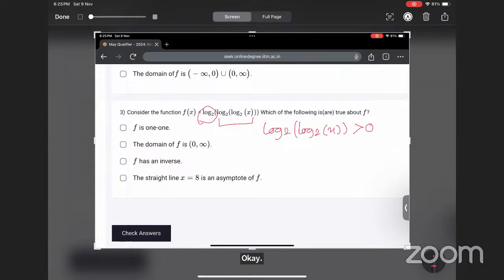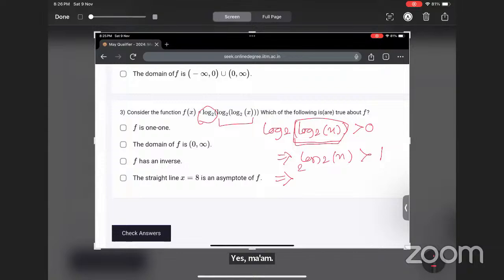So if the logarithm of logarithm of something is greater than 0, what can we conclude about it? At the point 1, we get the logarithm value as 0, right? The logarithm of something at 1 is 0. So from here we can conclude that log base 2 of x should be greater than 1, right? Yes, ma'am. And from here, what can we conclude?